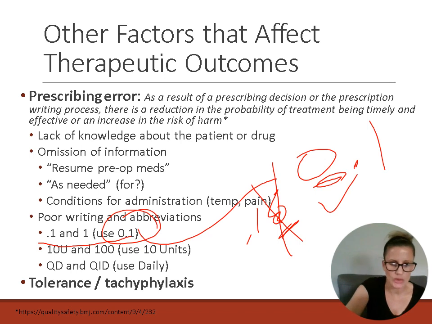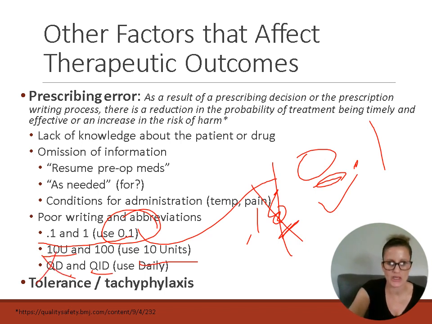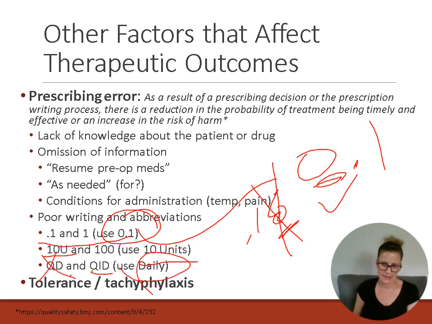Abbreviations. So like 10U is frequently read as 100. The U is for units. So you should actually write it out as use 10 units. QD is the abbreviation for daily. So that gets confused with QID, which means 4 times daily. So now we don't use QD. We just write the word daily.